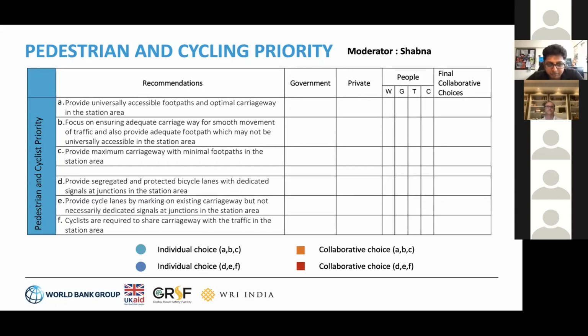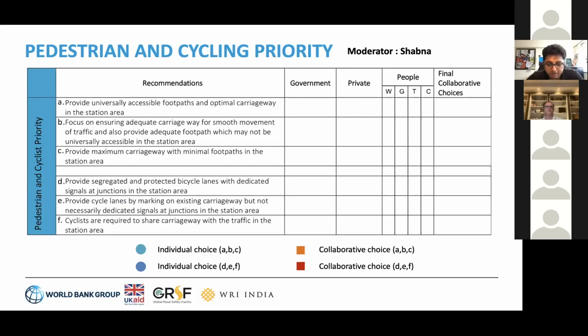Provide segregated and protected bike lanes with dedicated signals at junctions. Here we are talking about provision of cycle lanes with proper physical demarcations to make sure that they are safe as compared to the motorists. And option E, provide cycle lanes by marking on the existing carriageway, but not necessarily dedicated at signals and junctions. So here we are talking about just marking a cycle lane onto a given carriageway and not really having a physical demarcation.